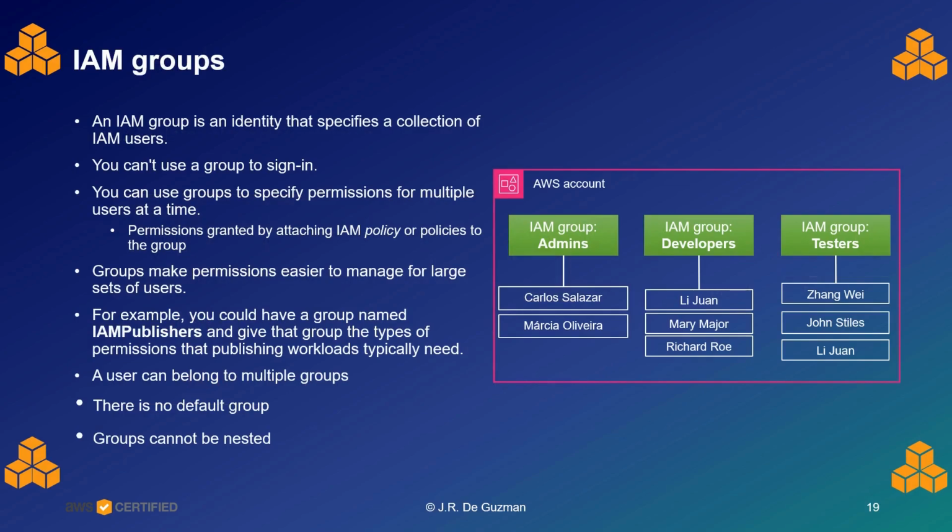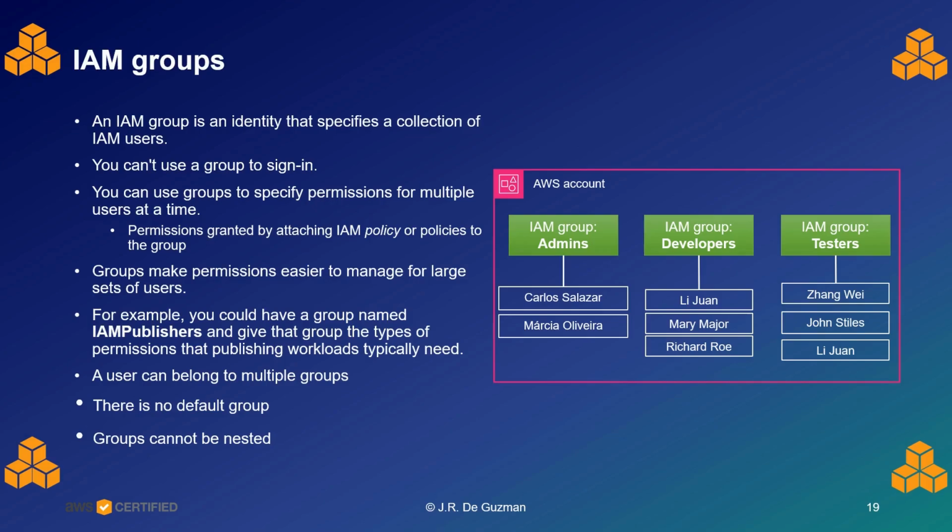Next, we have the IAM groups. So what is an IAM group? A group is a collection of IAM users. IAM groups offer a convenient way to specify permissions for a collection of users, which can make it easier to manage the permissions for those users. For example, you could create an IAM group called developers and attach an IAM policy or multiple IAM policies to the developers group that grant the AWS resource access permissions that developers typically need.